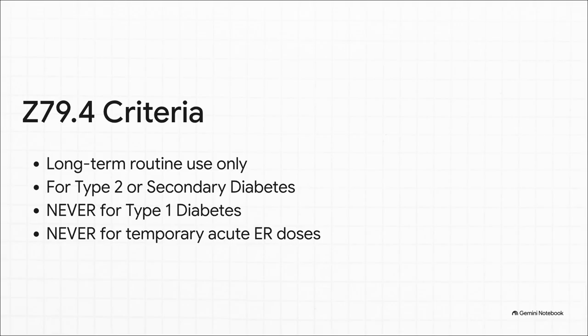And why is that? Well, because insulin dependence is already inherently built into the E10 category. Adding a Z-code for insulin on a type 1 patient is basically redundant and counts as incorrect coding. Furthermore, never, ever assign this code for a temporary, acute dose given in the ER just to bring a patient's blood sugar down. It absolutely must be for long-term continuous therapy.